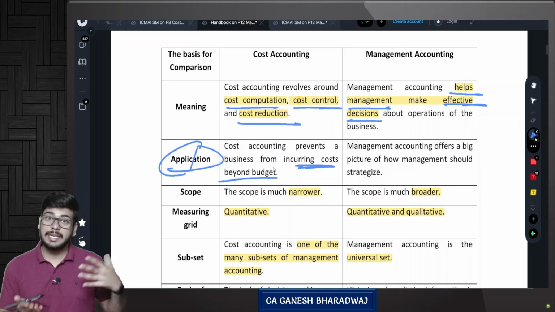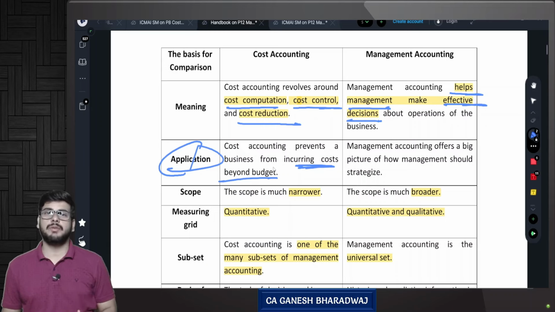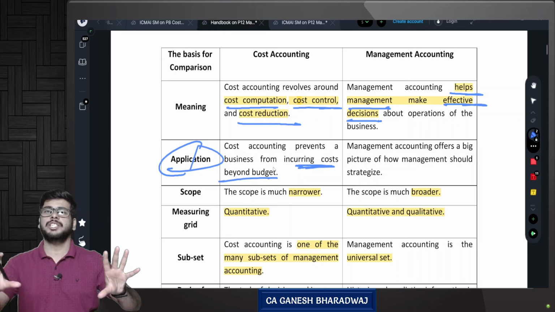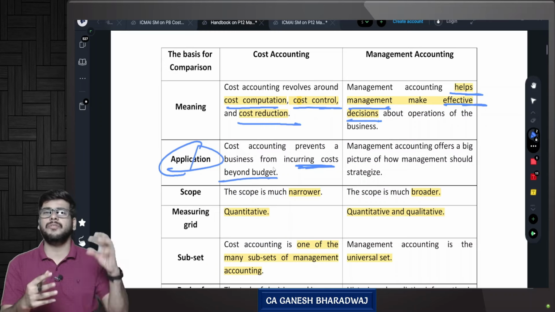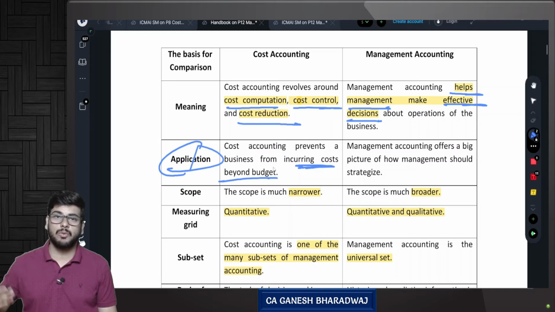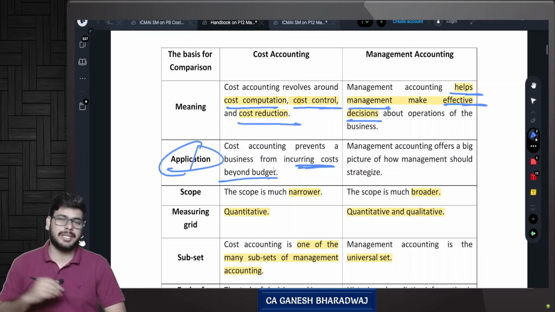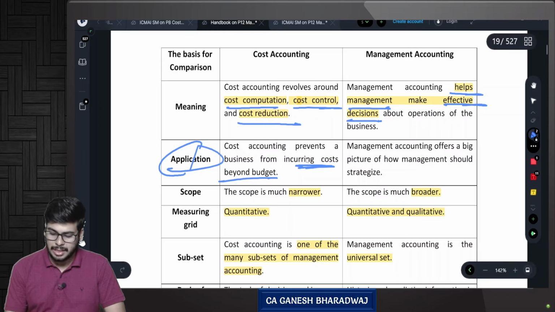That's why even in CA Inter, there is only a single paper called cost and management accounting put together. Earlier, the old syllabus of CMA was also cost and management accounting, a single paper for 50 marks. Right now, they have made it separate. Management accounting has been introduced as a separate paper. So there also, to some extent, this was there. That is, it prevents the business from incurring costs beyond a budget.